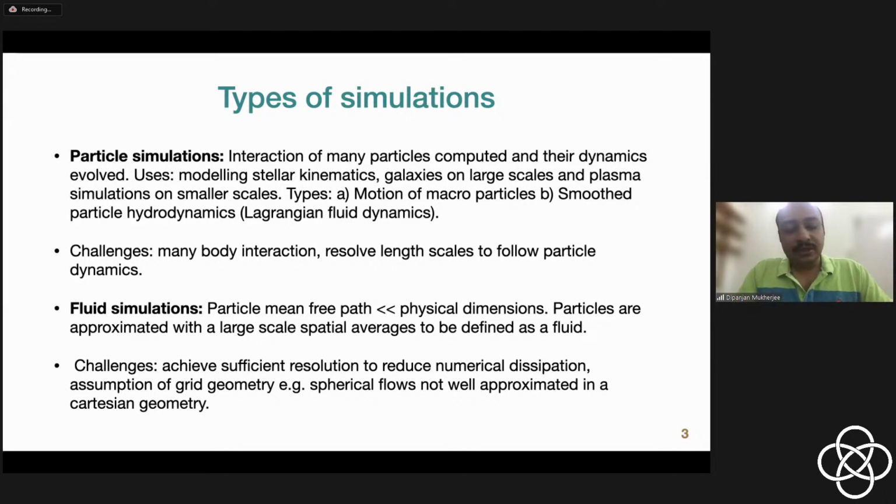So as I've written here, this kind of use would be modeling stellar kinematics, galaxies on large scale, or even on smaller scale plasma simulations, where you're not describing the thing as a fluid, but more as individual motions of particles. So this would be covered by the first type in this domain, called the motions of macro particles. But then there is another called smooth particle hydrodynamics.